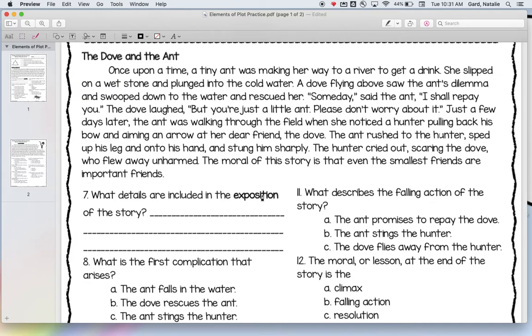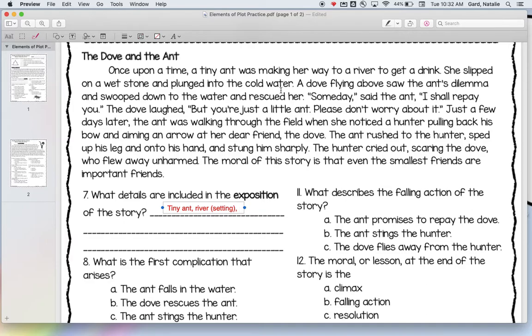So first off, in the exposition, they tell us about the characters. And who's the character? Yeah, the tiny ant. So tiny ant definitely could have been here. Another thing is they give us the setting. Where is this happening? Yeah, it's at the river, right? So they tell us the river as the setting of the story. Another thing is the exposition is where the conflict or the problem first shows up. And here in this next sentence, she slipped on a whetstone and plunged into the cold water. That's our problem. That's our issue, right? So all of those things could also be included in the exposition.